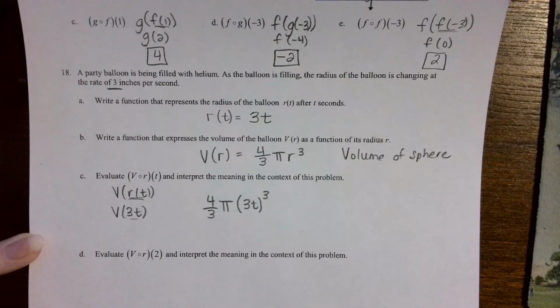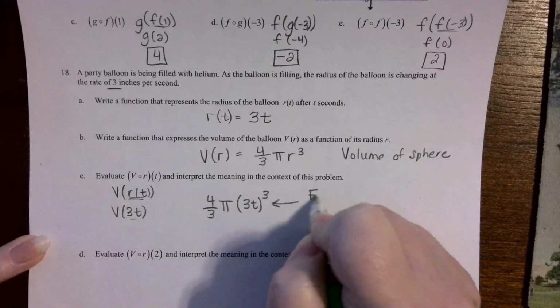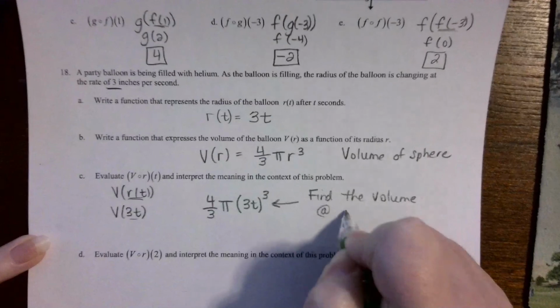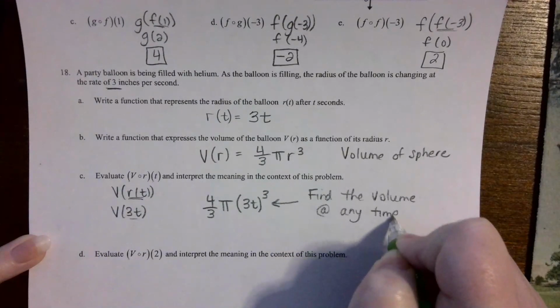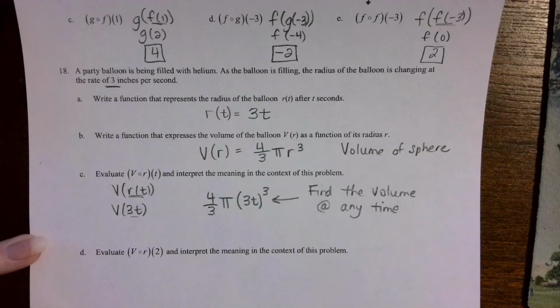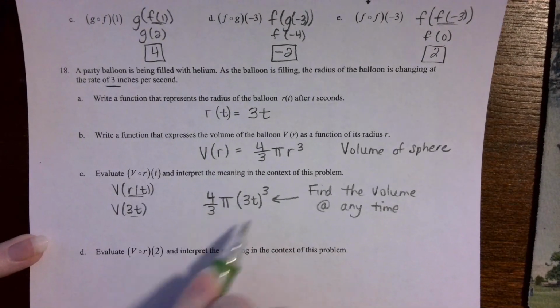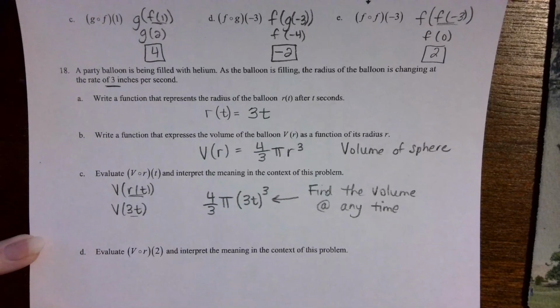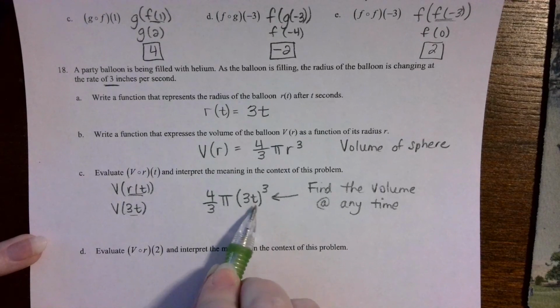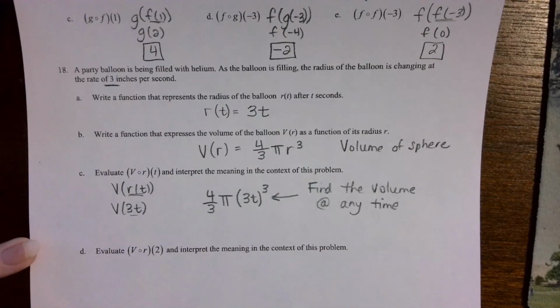Now it says, what's the meaning of this? What does that mean if you have V of 3t? Well, this is how you're going to find the volume at any time. So, for example, if I said, okay, I have been blowing up this balloon for 3 seconds, what's its volume? Well, you plug 3 into your time and you can find its volume. If I said I've been blowing up this balloon for 10 seconds, well, you plug a 10 in there and you can figure out its volume.